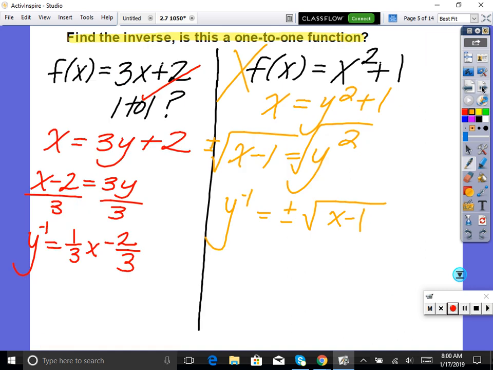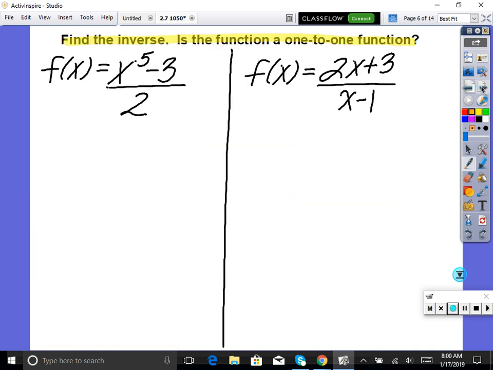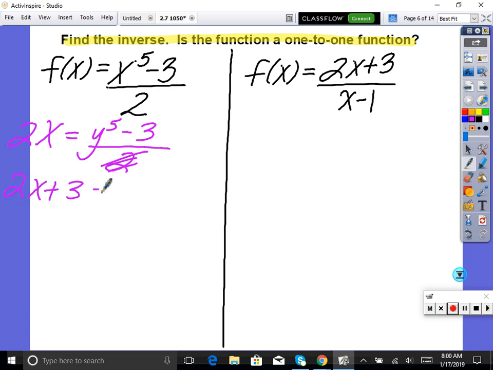Okay, we'll keep going. It says find the inverse, and then is the original function 1 to 1. So we'll find the inverse, and then we know how to determine. Switch x and y, so we have x is equal to y to the 5th minus 3 over 2. What would I do first? Times by 2, so then the 2's gone, right? Then what? Add 3, so we'd have 2x plus 3 equals y to the 5th.